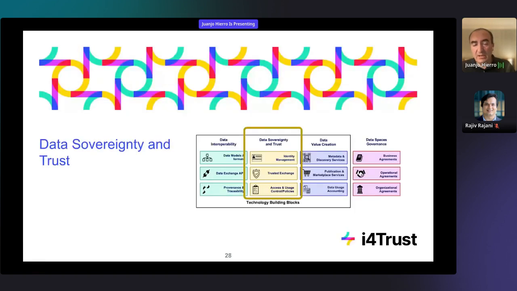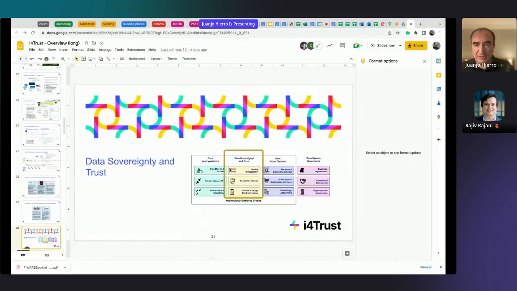So with this, we move to the second pillar, data sovereignty and trust, and I leave the floor to Rajiv to continue the presentation. I will stop sharing so that you can share your own screen and control the slides. Rajiv?